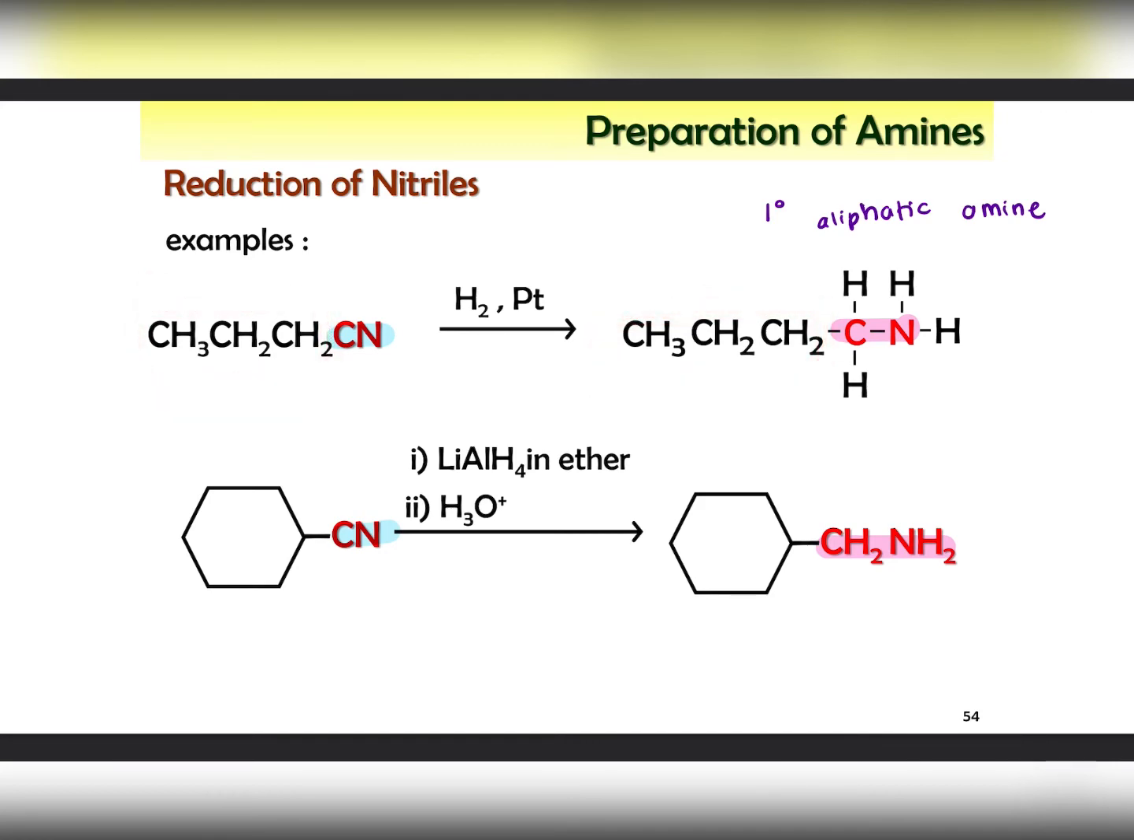Right, so next let's have a look at this cyclohexene with CN. So untuk this compound, kalau kamu undergo reduction with lithium aluminium hydride followed by hydrolysis, kamu akan tukarkan CN jadi CH2 and NH2. So dia akan jadi primary aliphatic amine with reduction of nitrile.